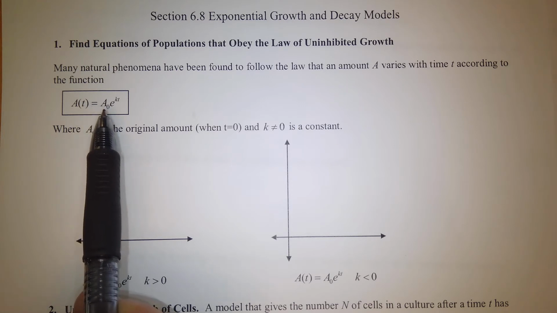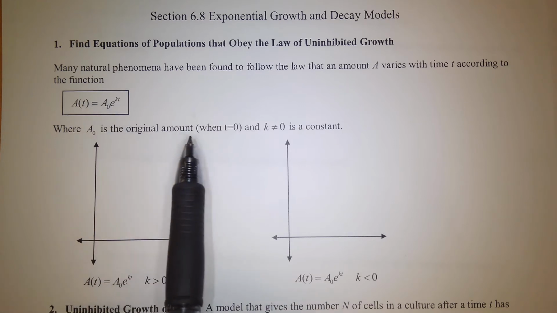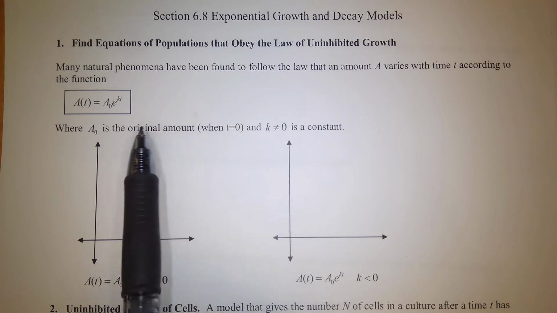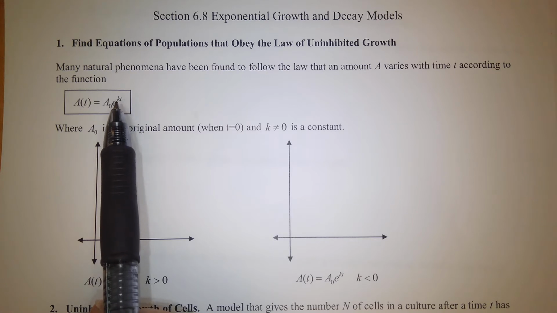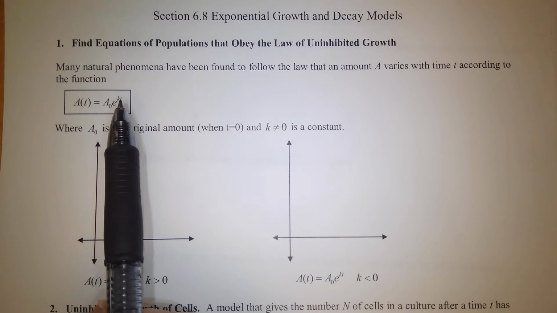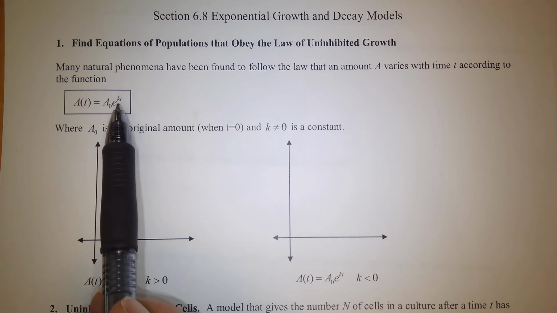A sub 0 is the original amount when t is 0. E is a number, 2.71828 run-on decimal that's in your calculator. This is not a variable. K, which we'll be discussing in a moment, is the growth rate. And t is the time period. How long do you want to watch this particular model grow for?